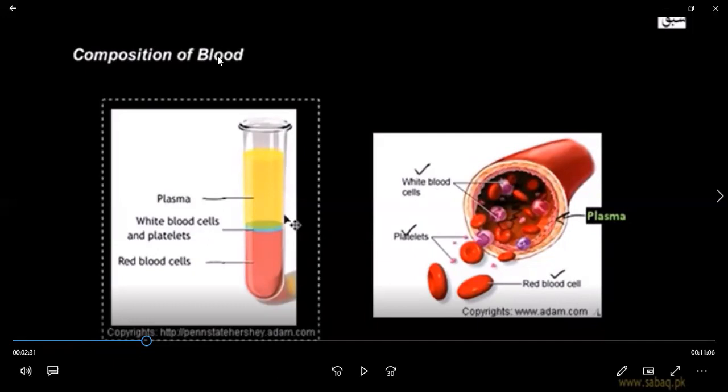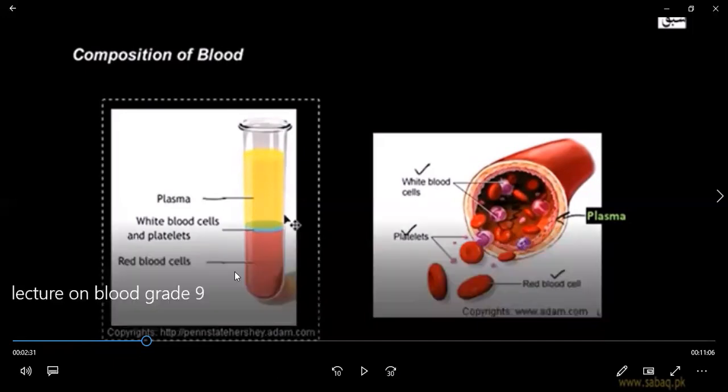So when we centrifuged the blood, it showed us this result. We got a liquid on the top, that is plasma, the yellow one. We got white blood cells and platelets in a very small amount. That shows that these are present in a very small amount in the total blood. And then we have red blood cells shown by the red liquid.